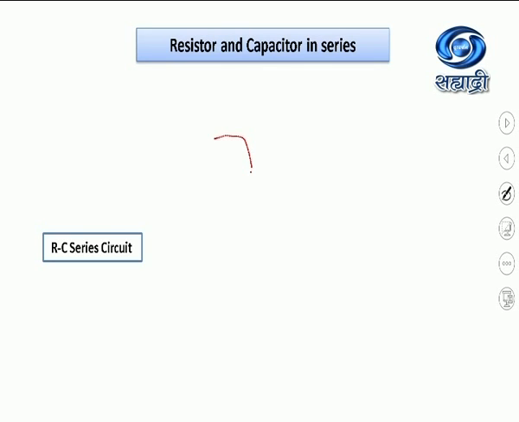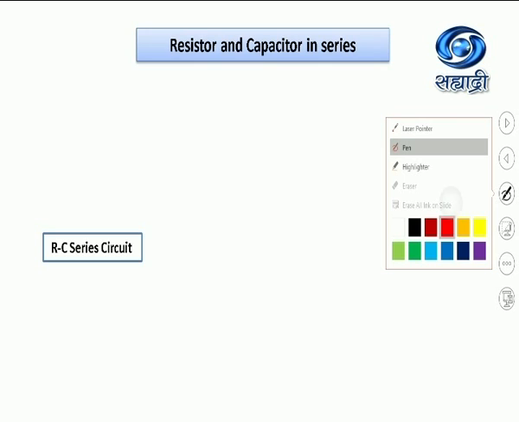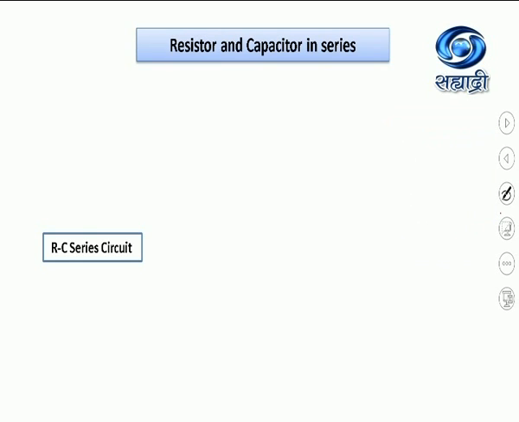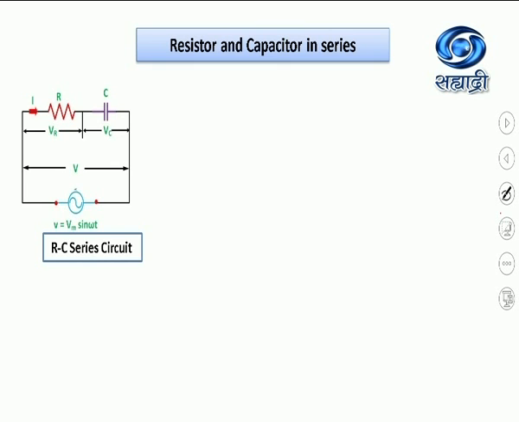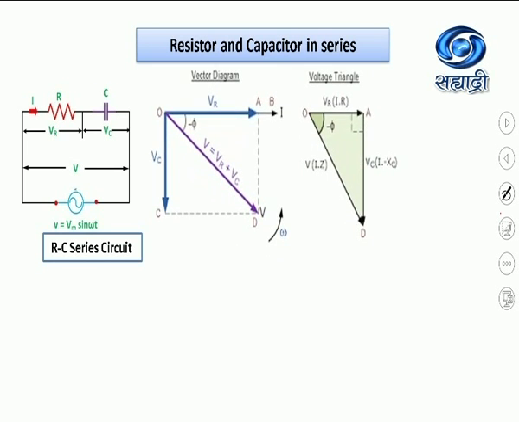Now what will be the case when a resistor and a capacitor are connected in series? For that we have a simple circuit in which a resistor and a capacitor are connected in series, across which the source of alternating EMF is connected. Instantaneous EMF is represented by E and the peak value of the EMF is E naught. So our expression will be E is equal to E naught sin omega t.